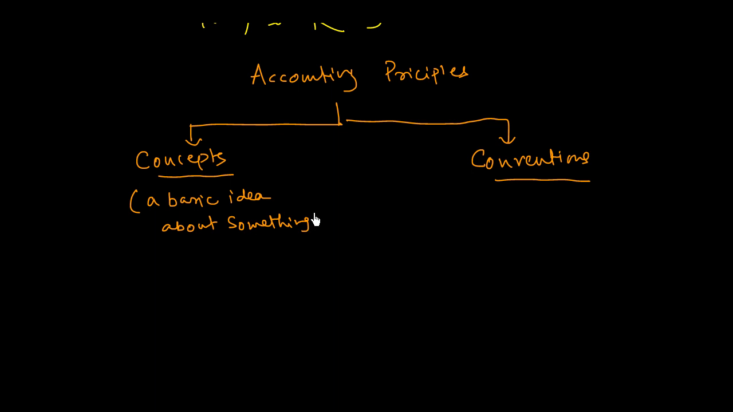And conventions are a set of rules. Conventions are a set of rules and practices which actually govern the solving of a particular class of problems. Conventions are actually a set of rules and practices which govern the solving process of a particular class of problems. So these concepts and conventions together make the accounting principles.